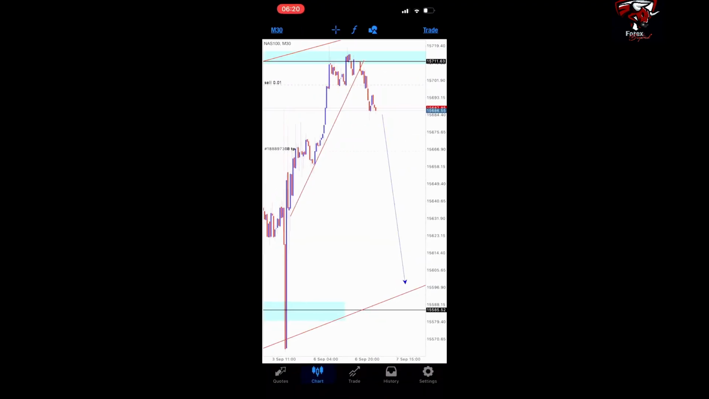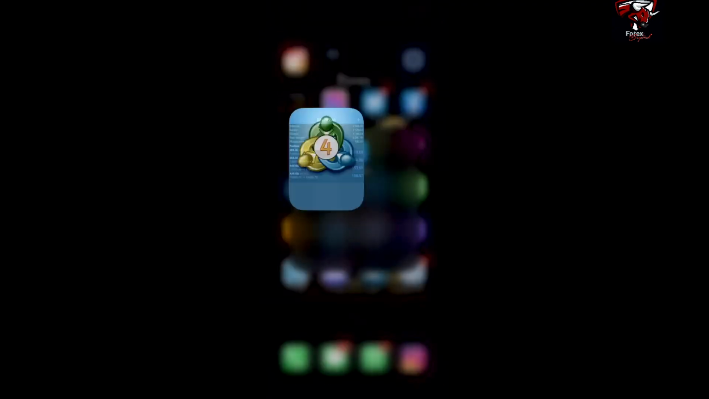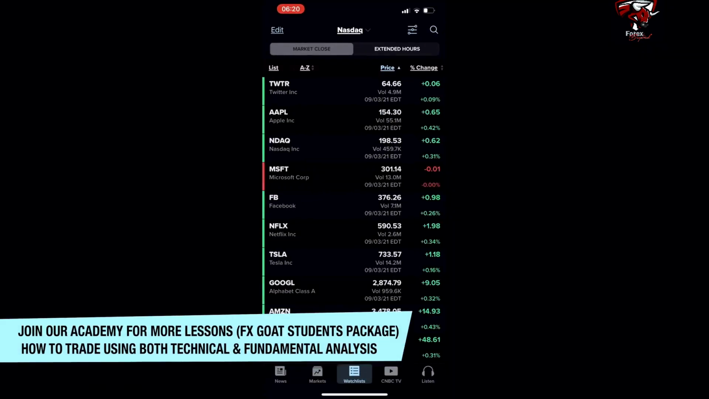So now we're back to the market, guys. Let's check the trades. As you can see, they're moving correctly. There's actually one thing I also want to show you guys. This is the app that I've been using, which helps me a lot with fundamentals. It's called CNBC. It's an app. You can find it on App Store or Google Store. I think it's available on both Android and iOS devices.